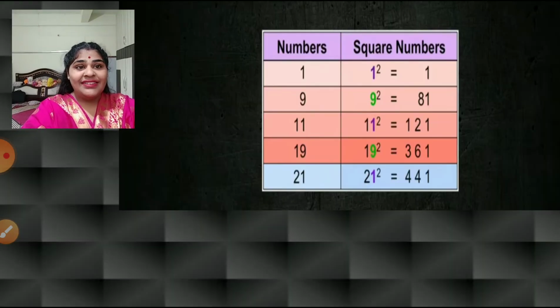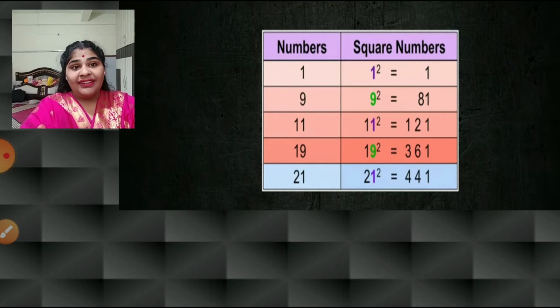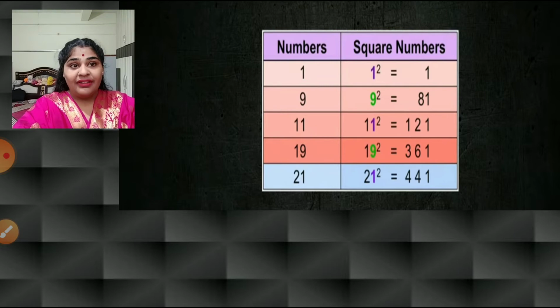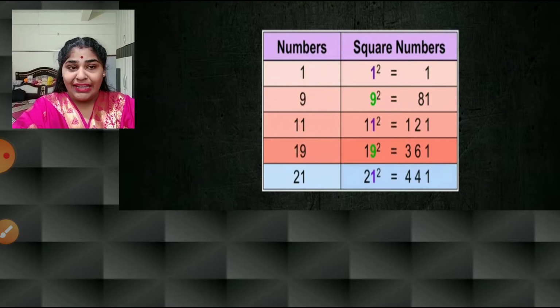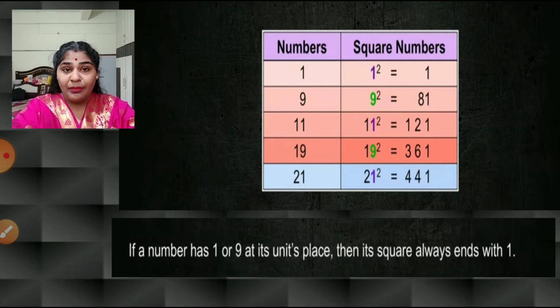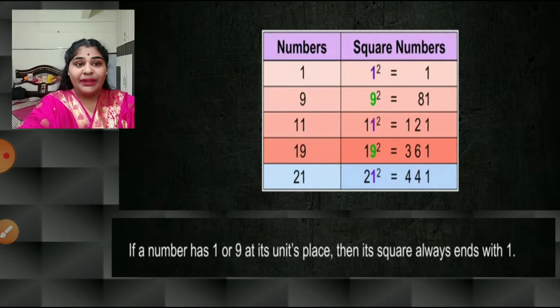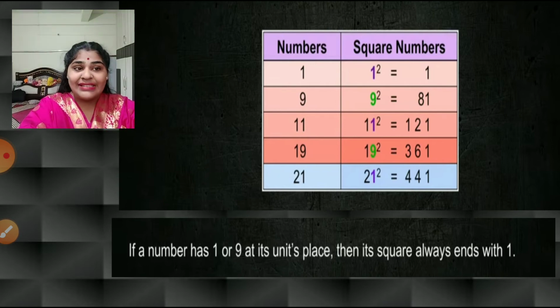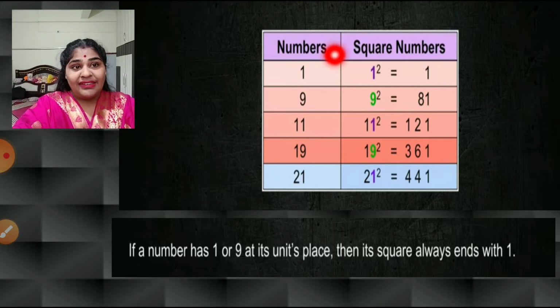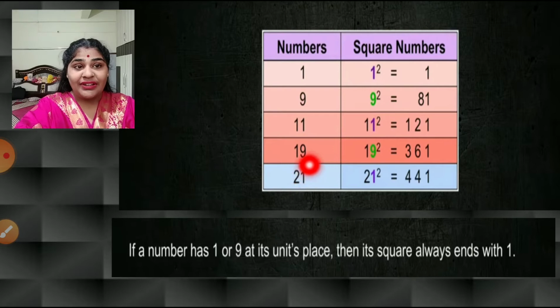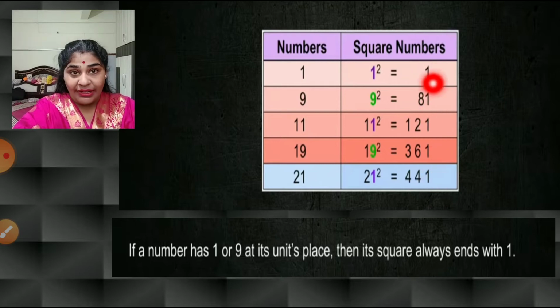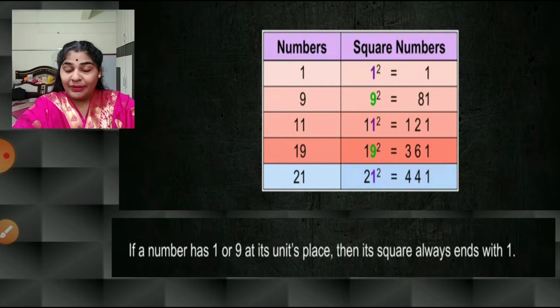Now the next one: you can see here the numbers 1, 9, 11, 19 and 21. At the units place, the numbers have either 1 or 9. So you can observe that if a number has 1 or 9 at its units place, then its square always ends with 1. You can see the numbers have either 1 or 9 in the units place, children. Hence the square of the number always ends with 1 at its units place. So this was one more property.